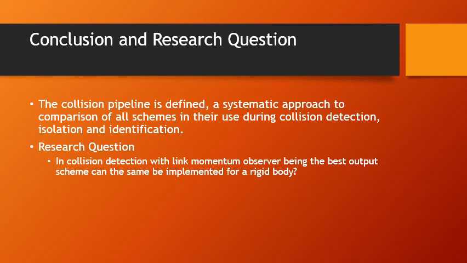Conclusion and research question. The collision pipeline is defined as a systematic approach to comparison of all schemes in their use during collision detection, isolation, and identification. What could be the research question in this paper? In collision detection, with the link momentum observer being the best scheme, can the same be implemented for rigid bodies?